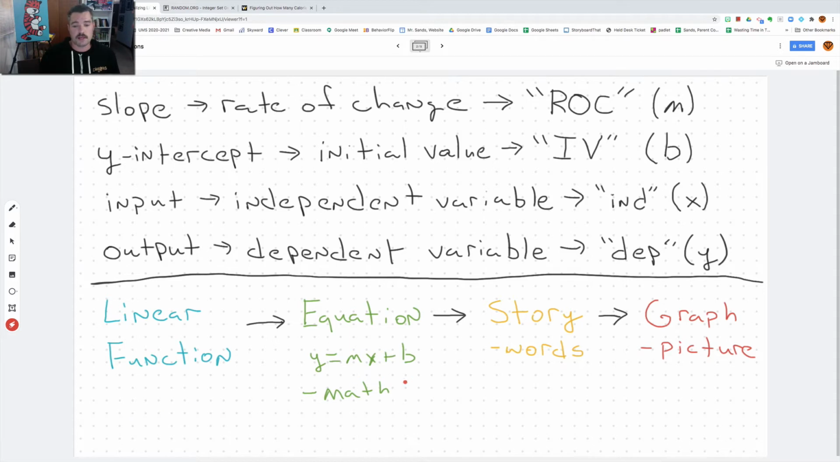And we wrote down here, these were some different ways that we can represent a linear function. So we can have a linear function, we can represent it in an equation. That's our math form. That's our y equals mx plus b. We can also represent it in story form, and that would be words. And then finally, we can represent it in graph or picture form.